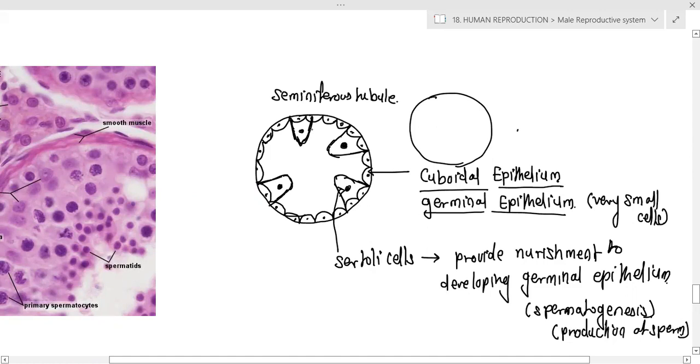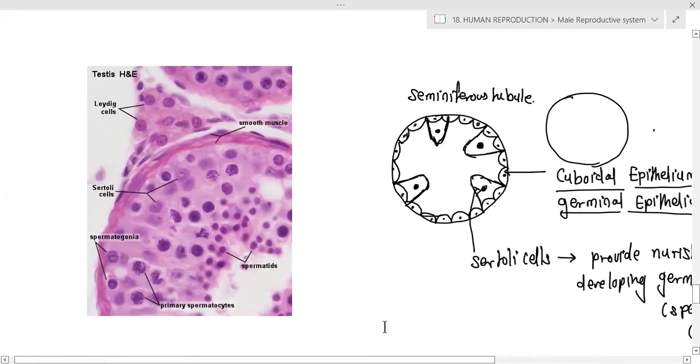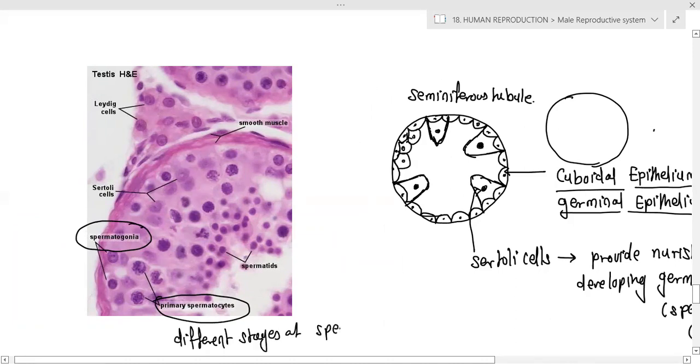Inside the seminiferous tubule, we can see germinal epithelium at different stages of sperm development. If you see in this diagram, you see spermatogonia, that is one stage of development. Some cells we see at the spermatogonia stage, some cells at the primary spermatocyte stage. These are different stages of sperm development or sperm formation, and the process of sperm development is called spermatogenesis.